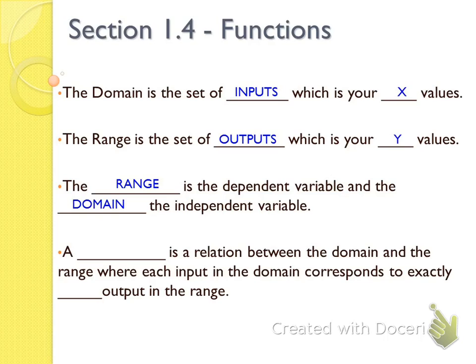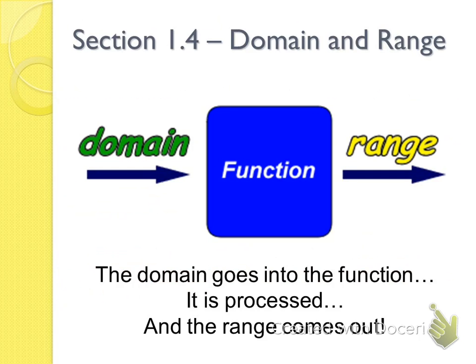Because the domain is what I put into a function, therefore it's independent. The range is just whatever I get out of that function. A function is a relationship between the domain and the range where each input in the domain corresponds to exactly one output in the range. And we're going to talk a lot more about what is a function and what is not a function here. So, again, functions are domain goes into the function and then range comes back out of that function.